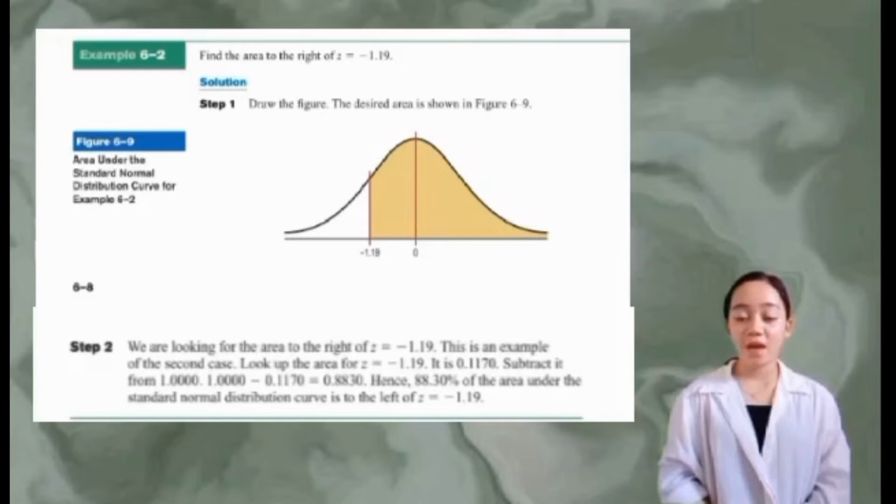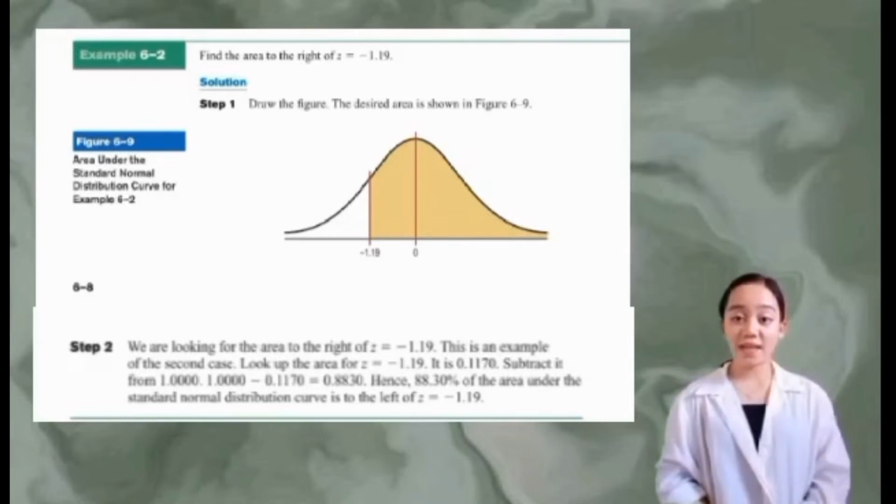Hence, 88.30% of the area under the standard normal distribution curve is to the right of z, which is equal to negative 1.19. As you can see, the shaded area is going to the right since we are asked to find the area to the right of z.